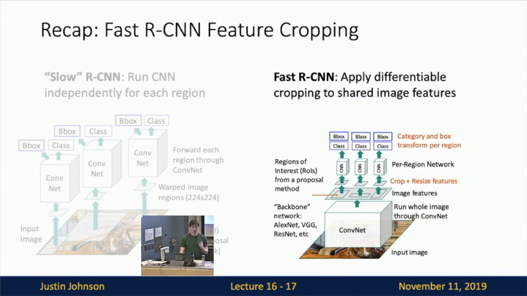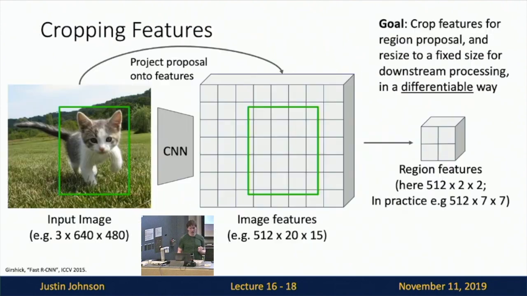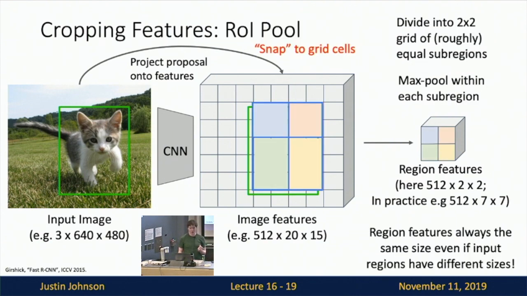Okay, so remember, one of the important new operators that we introduced as we moved from slow to fast R-CNN was this feature cropping, right? Because in fast R-CNN, we had swapped the order of convolution and cropping. And last time, the goal of feature cropping is that we need to crop the image features into region-based features in a way that is differentiable, so we can backpropagate through this whole procedure. In last lecture, we had talked about this ROI pool operation as one mechanism for cropping the features corresponding to regions.